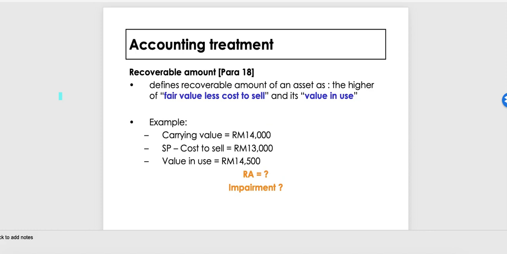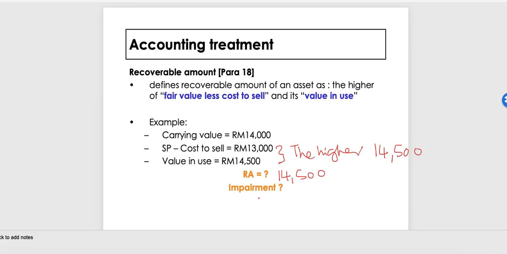So this is an example of how to calculate the impairment loss, if any. Recoverable amount is defined as the higher of fair value less cost to sell and value in use. Let's say the carrying value is 14,000, the fair value less cost to sell is 13,000, and the value in use is 14,500. To get the RA, you compare fair value less cost to sell and value in use. The higher is 14,500, so that becomes the RA.